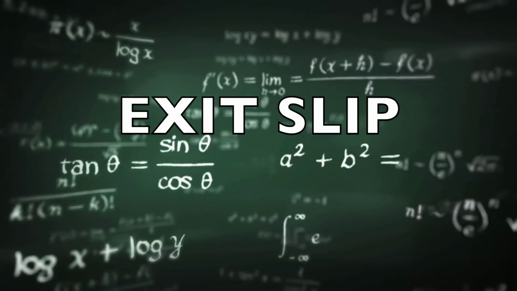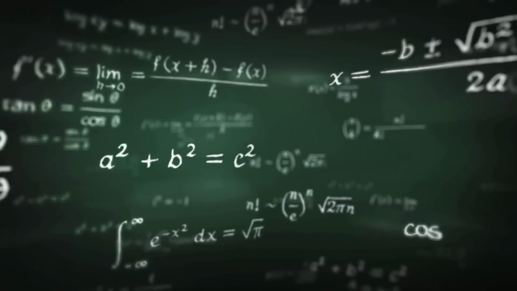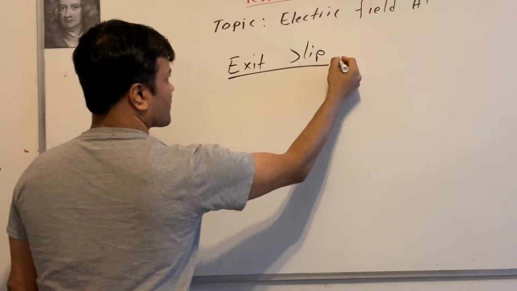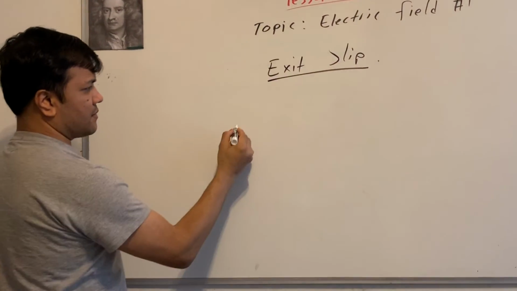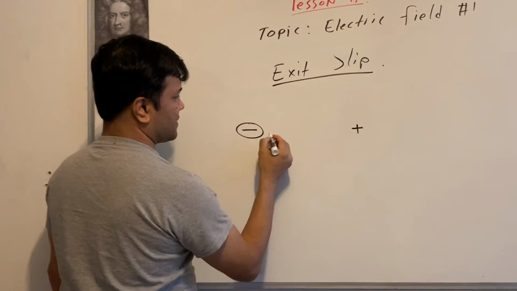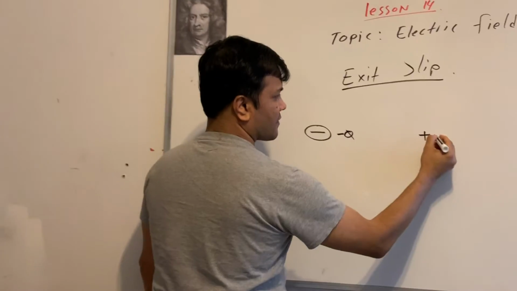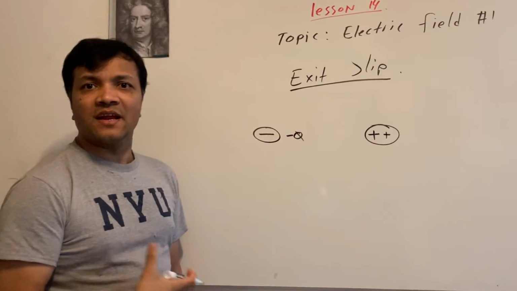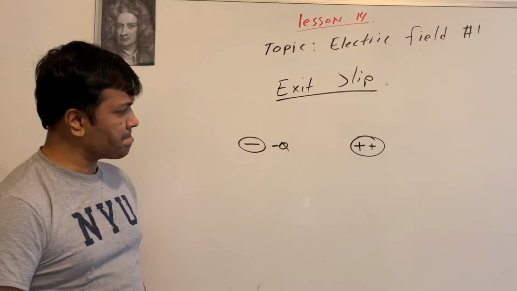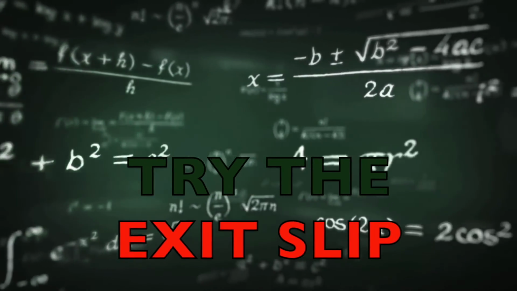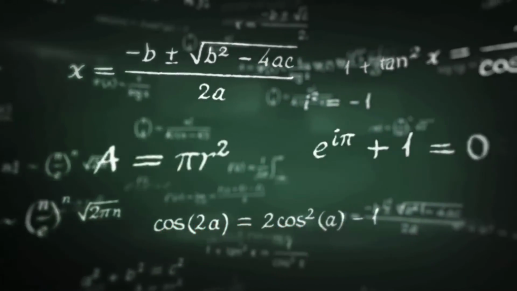Let's finish today's remote learning with an exit slip. Okay, now I have a negative charge, so I have a negative Q. I have two positive charges. I want you to draw field lines. Now pause the video and try your own.